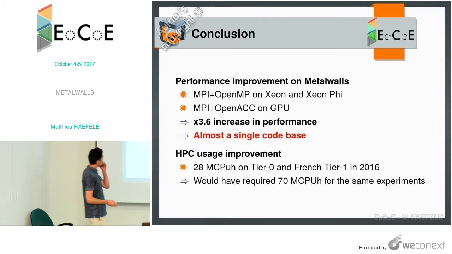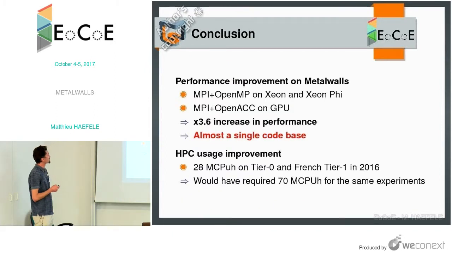So at the end of the day, we have an MPI plus OpenMP version that works on Xeon and Xeon Phi, with different deployments in terms of number of tasks and number of threads. And MPI plus OpenACC that works on OpenPOWER systems typically. In the end, if we compare to the very first version of Metalwalls when I started my activity on it, we have accelerated by a factor of 3.6. So that's quite nice. And now we have all this within one code base.